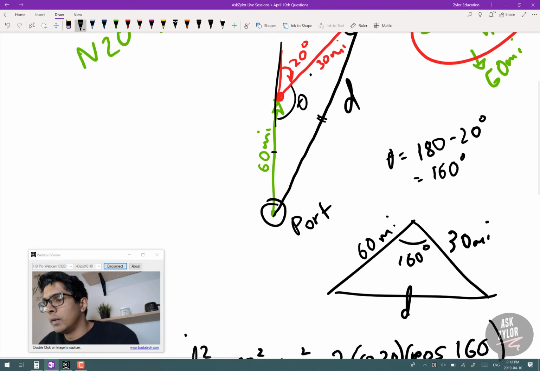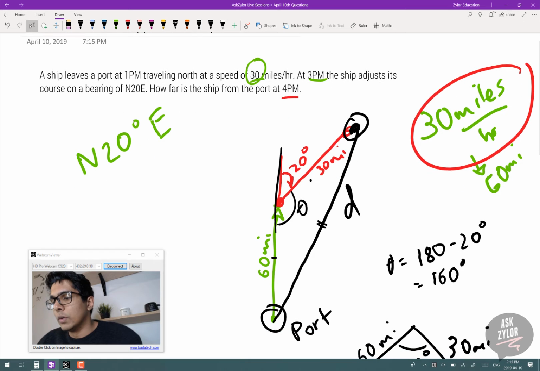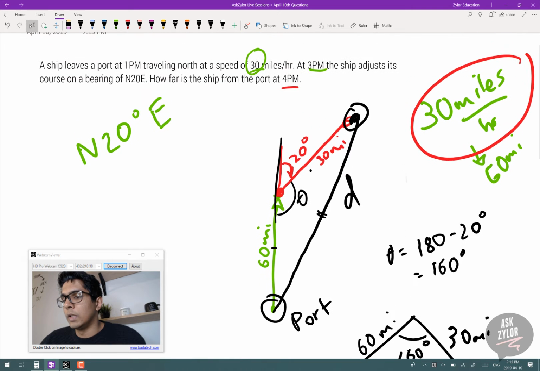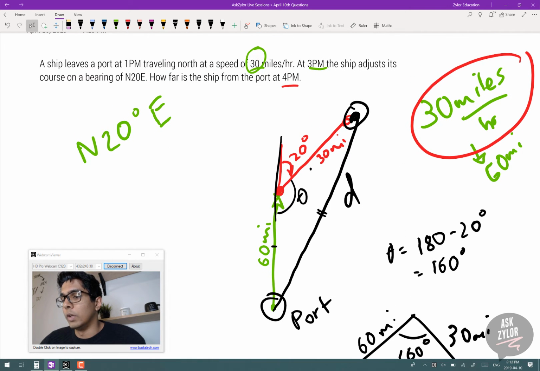So let's recap what we did. So this dealt with a ship leaving a port and we have to find the displacement. So it said it's going north for 2 hours at 30 miles per hour. So that tells me they traveled for 60 miles. Then they changed direction and traveled for another hour at the same speed. So they traveled for another 30 miles. And they told me that the direction of travel was north 20 degrees east.